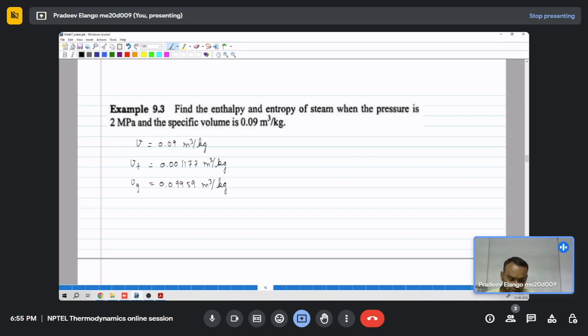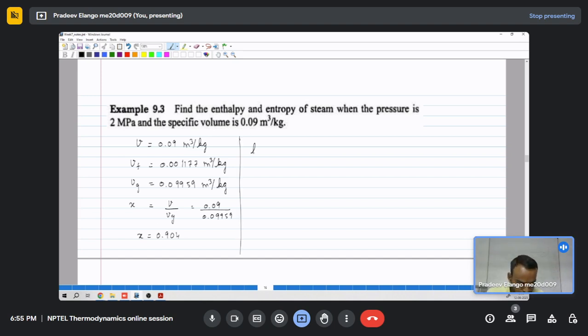Using this we can calculate the dryness fraction, and then calculate the properties like enthalpy and entropy. So dryness fraction can be approximated as V by Vg. So this is 0.09 divided by 0.09959. So that is 0.904. So this is the dryness fraction.